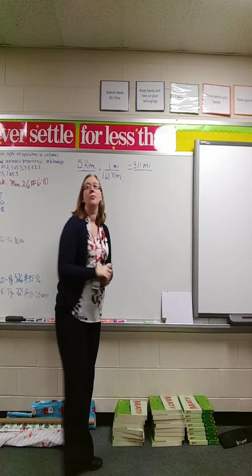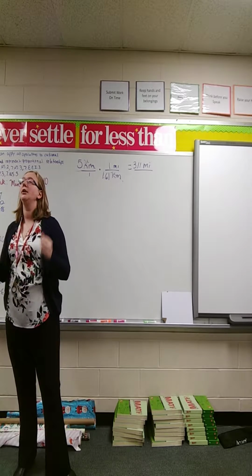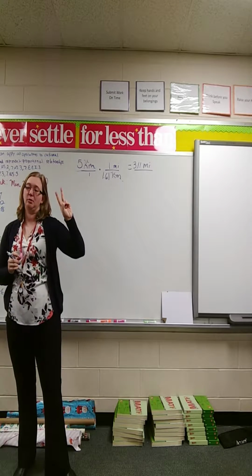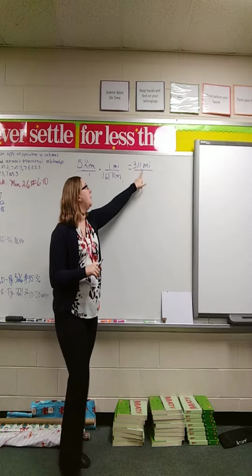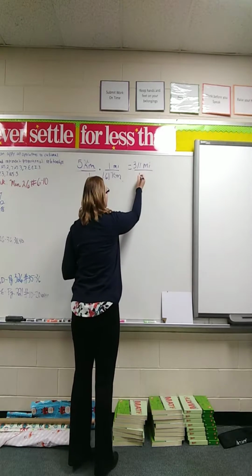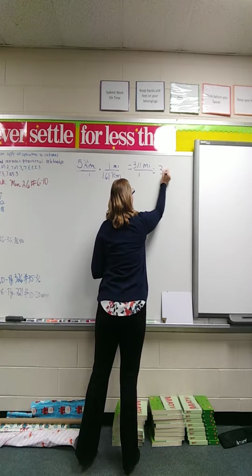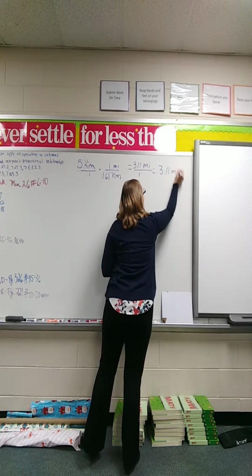3.1055900062. Okay, we're going to round to the nearest hundredths. That means we're going to give 2 decimal places. So we end up with 3.11 miles over 1, which is 3.11 miles.